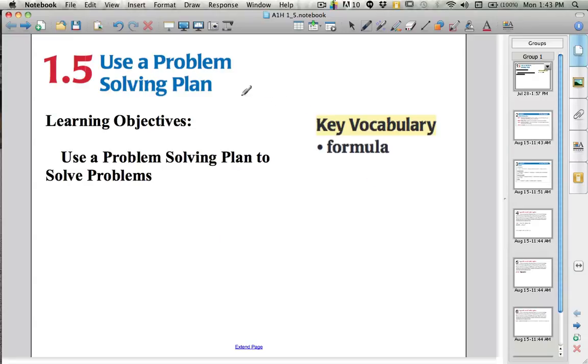In section 1.5, we want to learn how to use a problem-solving plan to solve problems. What we're really looking at is how you go about taking real-life problems, word problems, and having a plan for how you address accessing the information within those problems and putting it into a form that you can solve. The key vocabulary for this section is just formula, and we're going to get into some standard formulas in just a little bit.